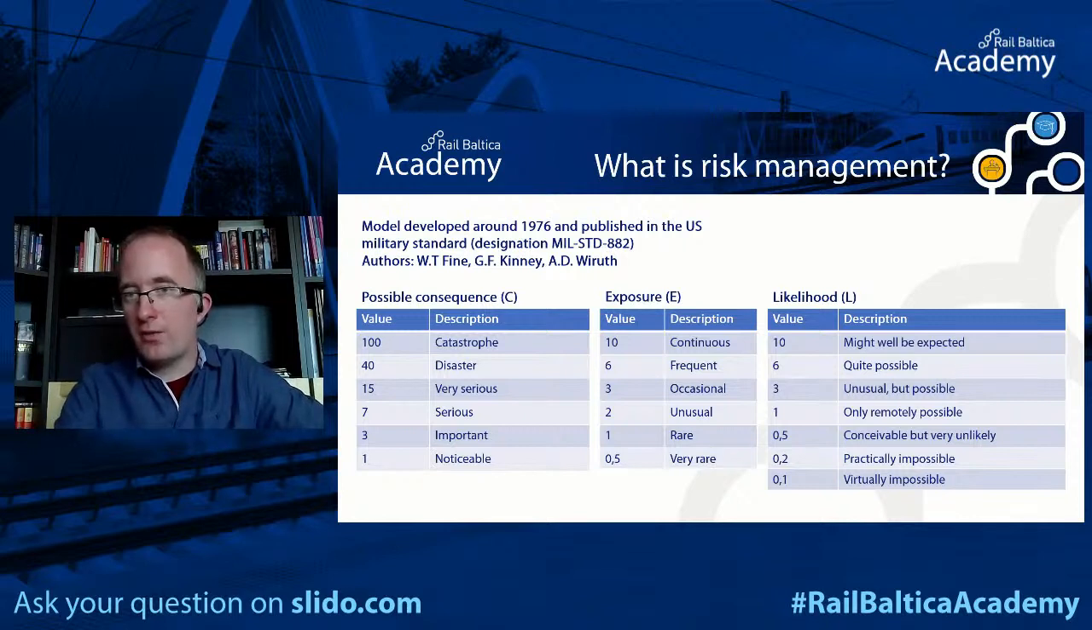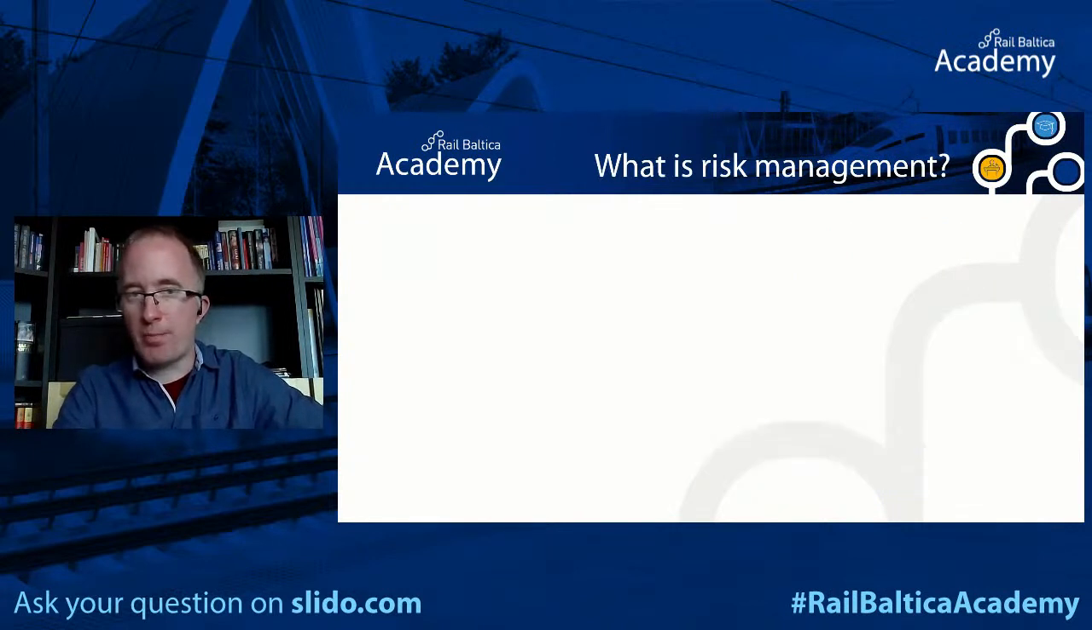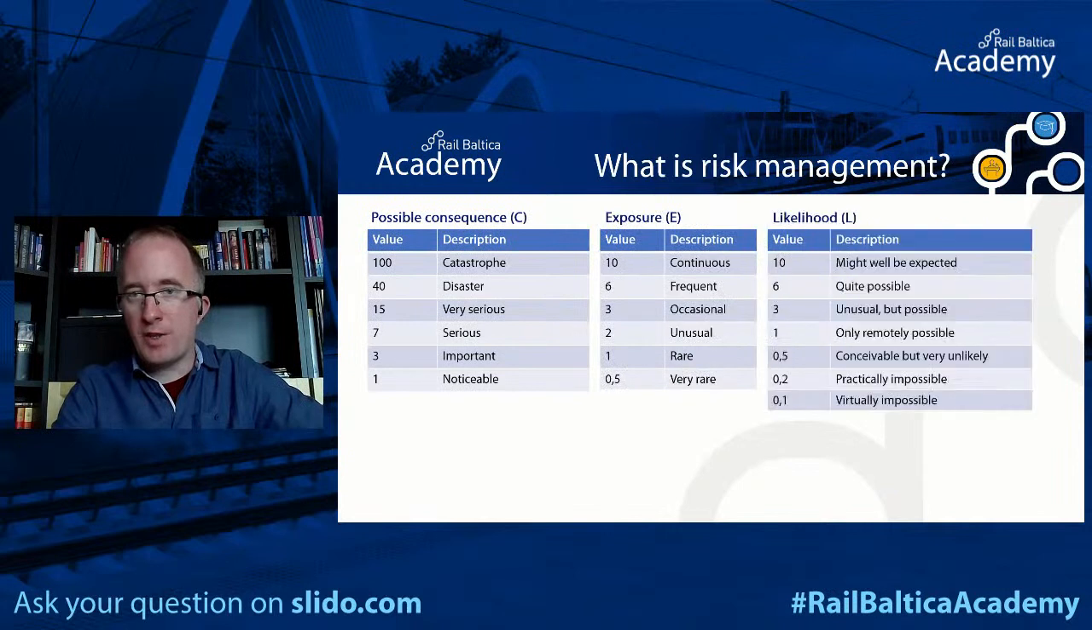And in order to get the final so-called risk score, we have to multiply the values read out from these tables. Let's make a short example. These are the same tables. We have the formula.